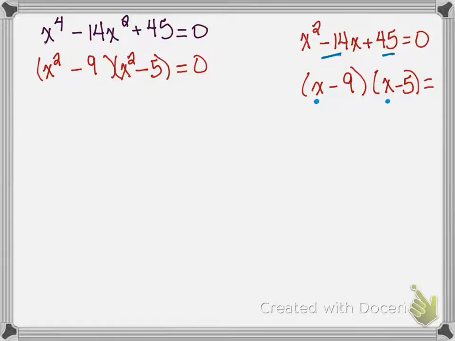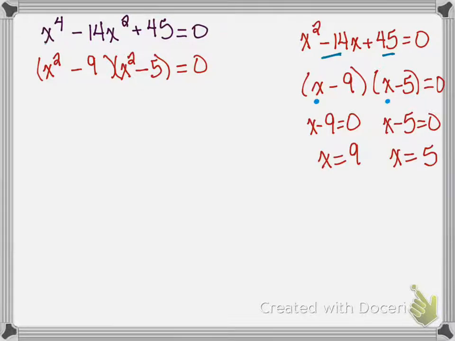Now, if I wanted to find the solution to the problem on the right, x squared minus 14x plus 45 equals 0, which I have factored to x minus 9 times x minus 5 equals 0, how would I find the solution? What would I do? Excellent. I'm going to have x minus 9 equal to 0 and x minus 5 equal to 0. So x can be 9 and x can be positive 5. That we've been doing for a couple chapters.